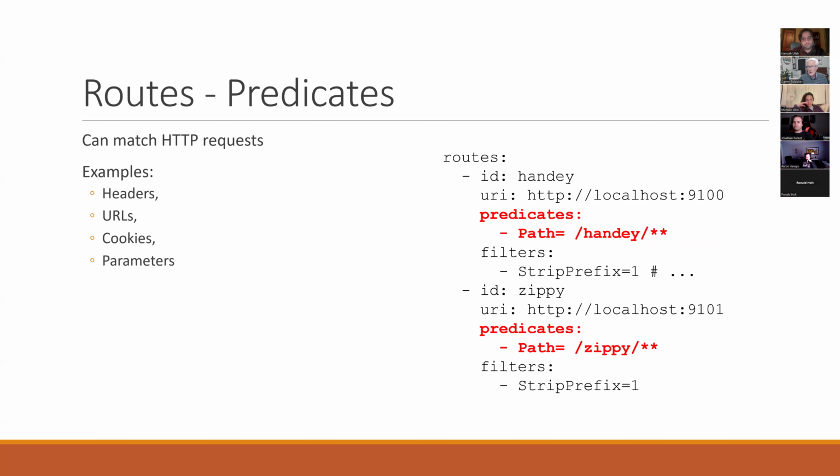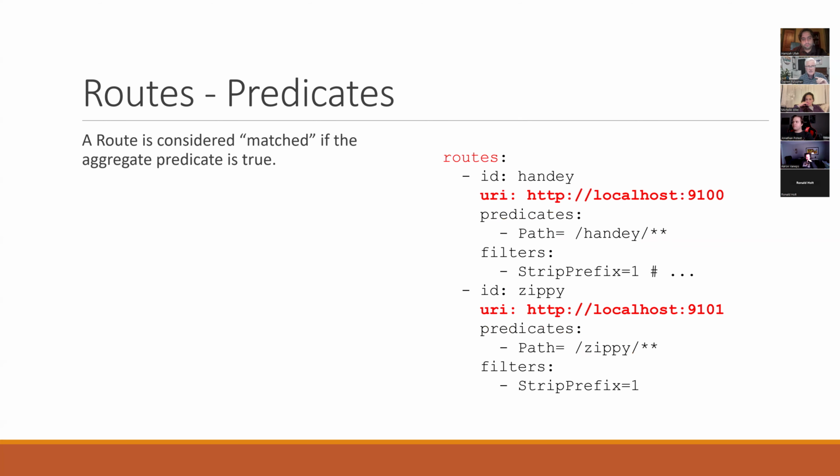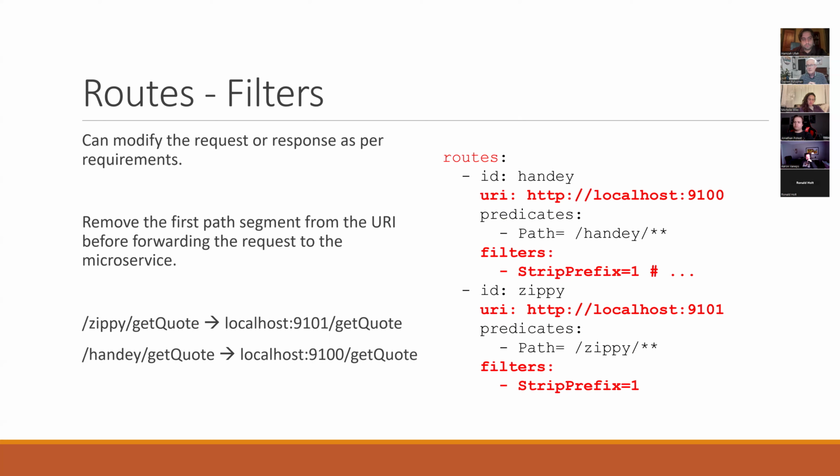Okay. All right. So let's take a look at, I already talked about that, right? The route is considered matched if the aggregate predicate is true, meaning I've already covered all that. All right. So next one is filters.